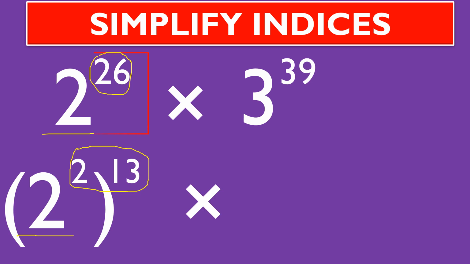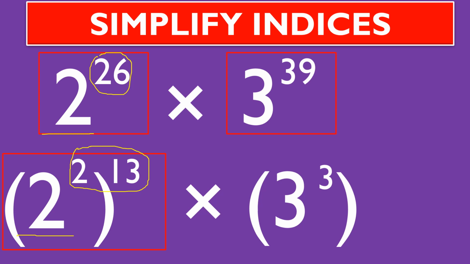So what we are saying is that the expression above, 2 raised to the power of 26, is the same as the expression below. That is 2 raised to the power of 2, all enclosed in the brackets, and then raised to the power of 13. Similarly, we simplified 3 raised to the power of 39, and we said that this is the same as 3 raised to the power of 3, and then raised to the power of 13.